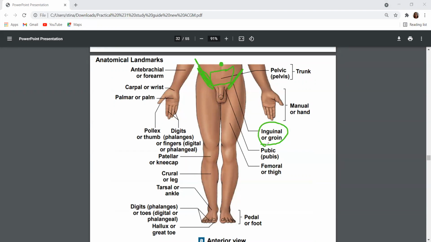So your inguinal would be the groin area. Again, that's where the 2 dividing lines or the 2 diagonal lines where your leg goes into the trunk. Okay, then you have the pubic. The pubic is going to be where your external genitalia is going to be located. So that would be right.